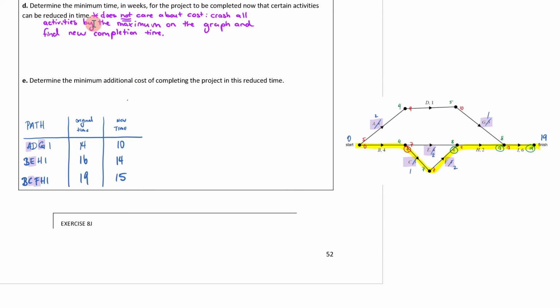So for part D here, which is asking us what's our new minimum completion time, my new minimum completion time is going to be 15 weeks. So we're just looking for the new biggest number there, because that's going to be my minimum completion time. So up here, we'll write 15 weeks. But the reason why we have drawn for ourselves a table is because that's going to be very helpful when we come to part E here.